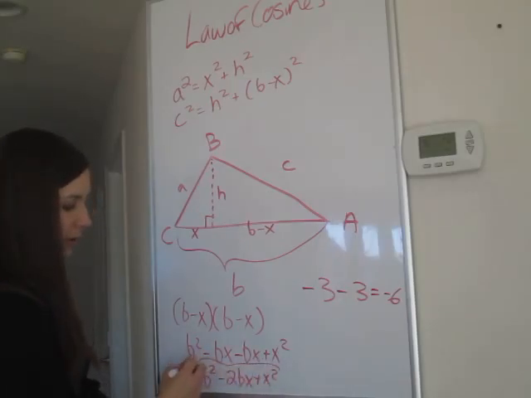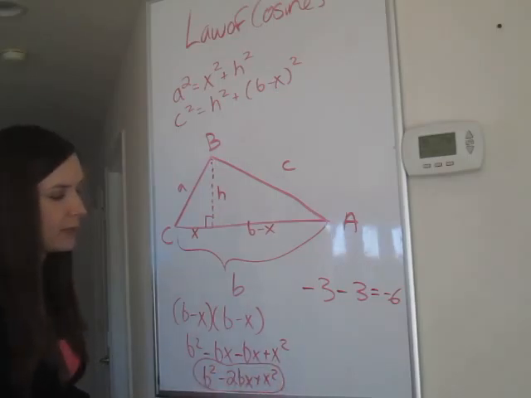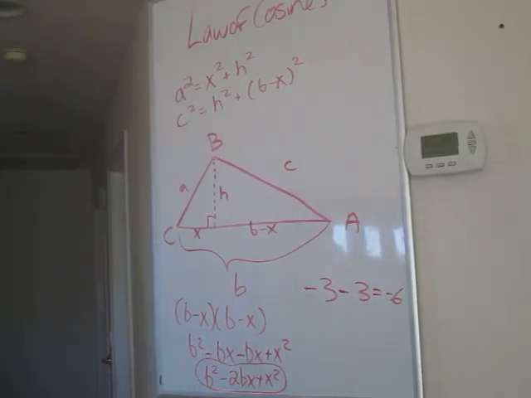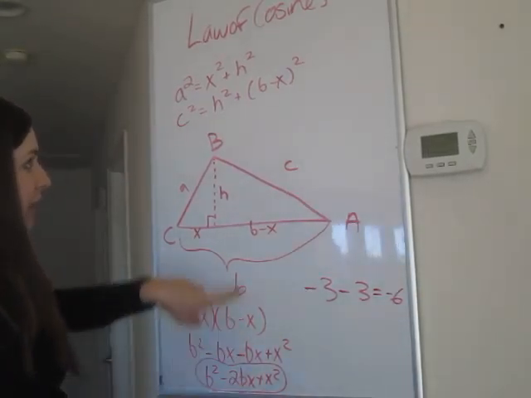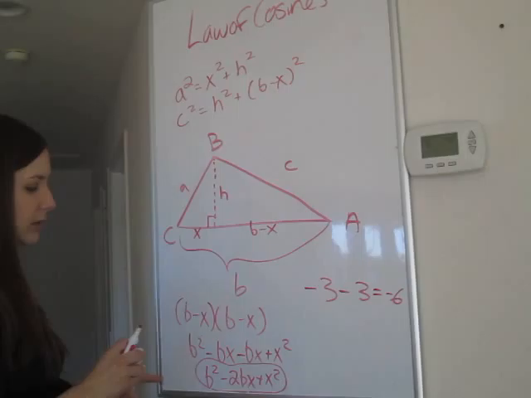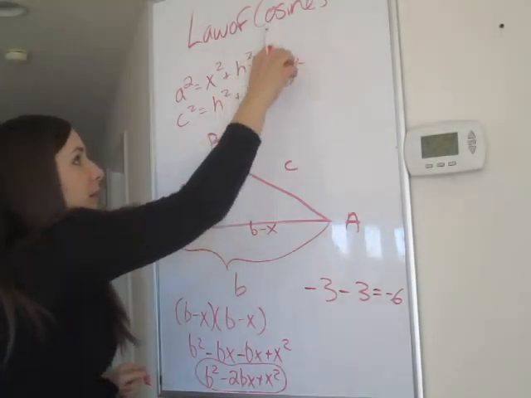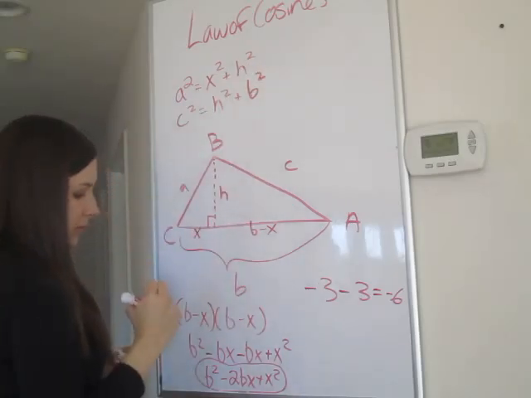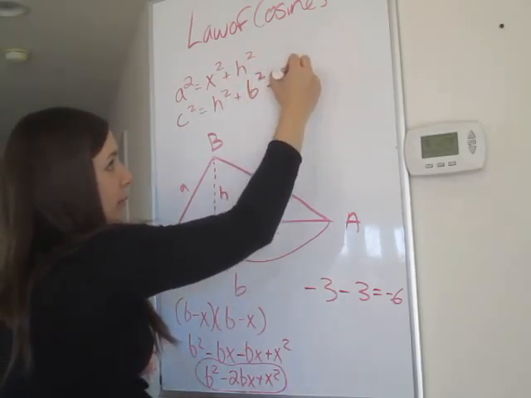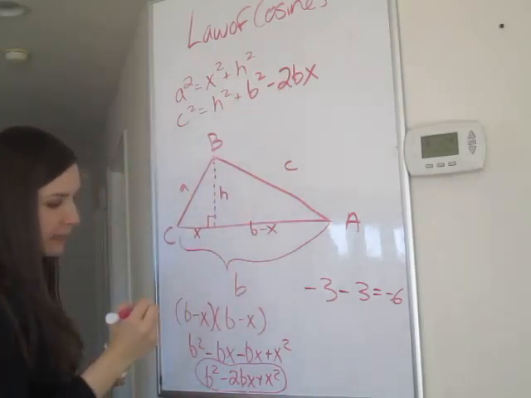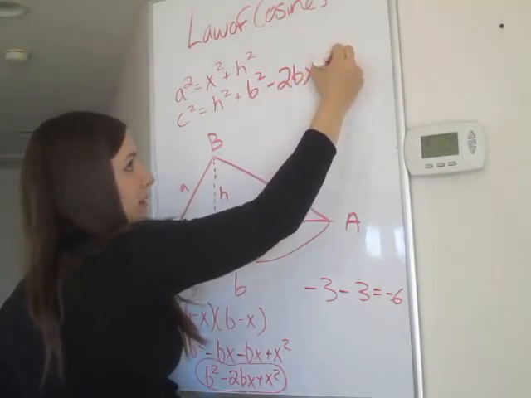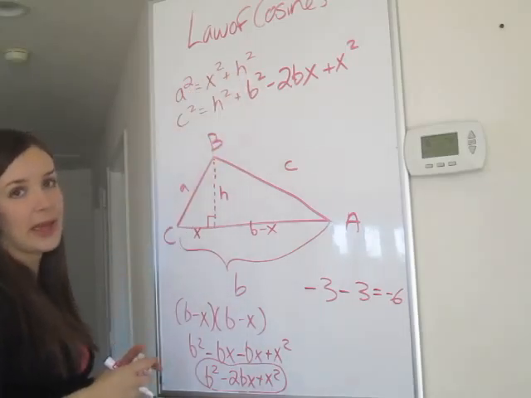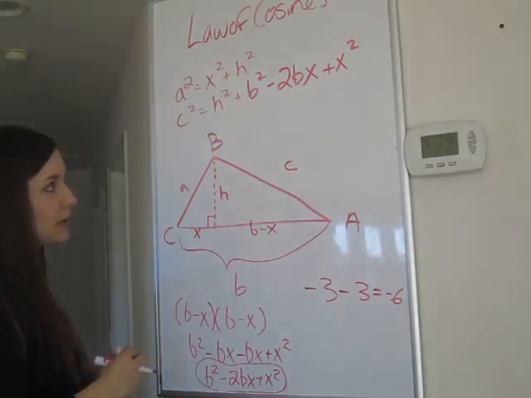So I'm going to take this whole thing here. I want to make sure the camera is showing that, so let me tip that down. Yep, it is. Okay. So I'm going to take this whole thing here and replace that up here. So erase that. We have b squared minus 2bx plus x squared. Okay, if we could get both these equations to equal h squared, we can do some substitution.